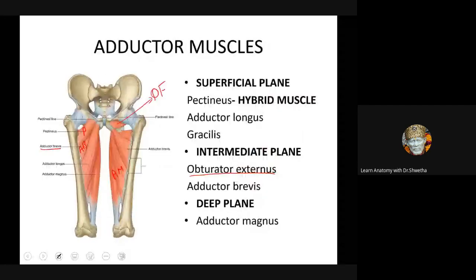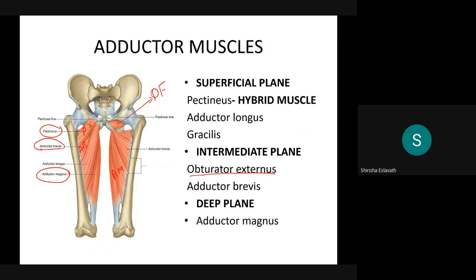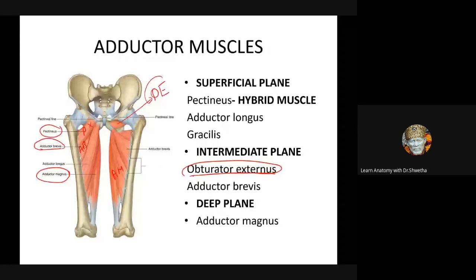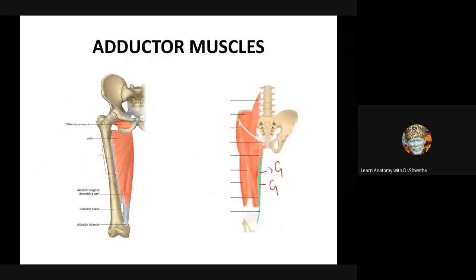What are the muscles, students? What is this? Pectineus, adductor brevis. Then you have the adductor magnus. Then what is this? Obturator externus. And one more muscle, what is this muscle? Gracilis. Okay, so these are the muscles.